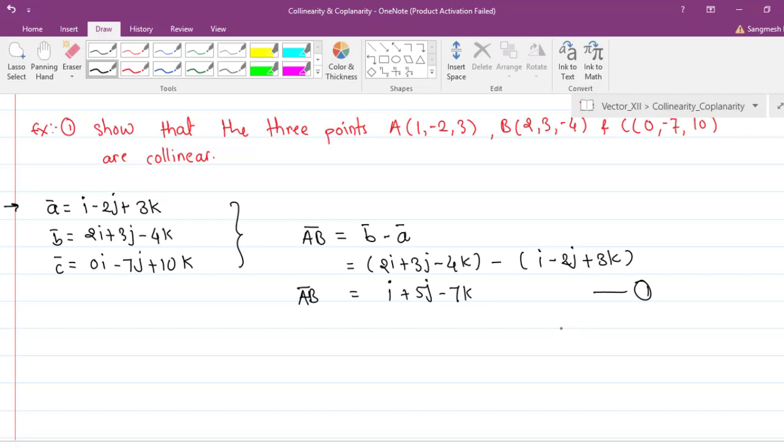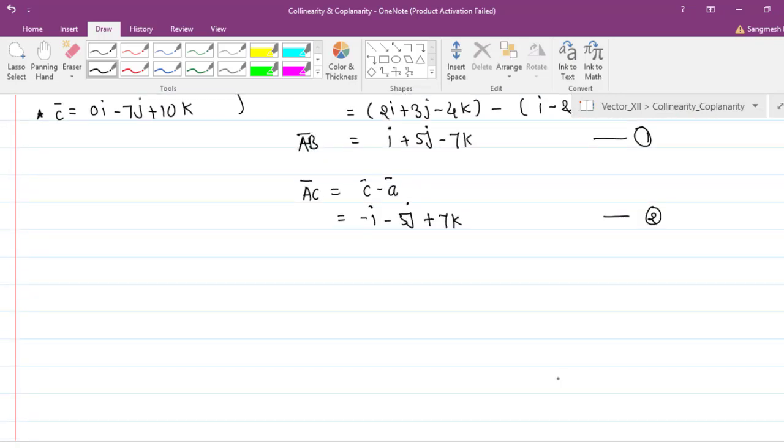Next, to find the AC bar. AC bar is nothing but C bar minus A bar. So I am writing directly C bar minus A bar. Focus on this C and this A. So 0 minus 1 is minus i, minus 7 minus minus 2 is minus 5j, and 10 minus 3 is plus 7k. This is equation number 2.